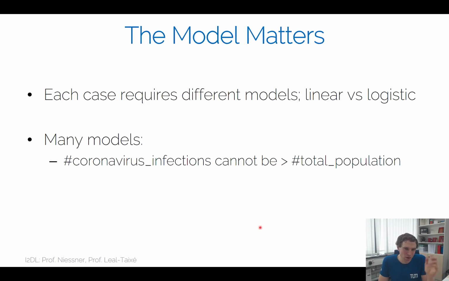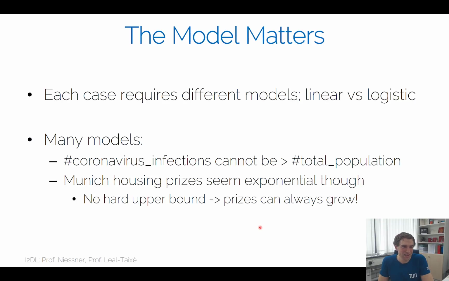There are also other cases where logistic regression wouldn't be a good example. One of my favorite or least favorite examples is the housing market in Munich. This one seems very exponential, right? There's no limit in terms of how high the rents can go. Munich is growing exponentially, and there seems to be no limit. I don't know if there's a limit, but so far it doesn't seem to be. So maybe we need a different model for that.